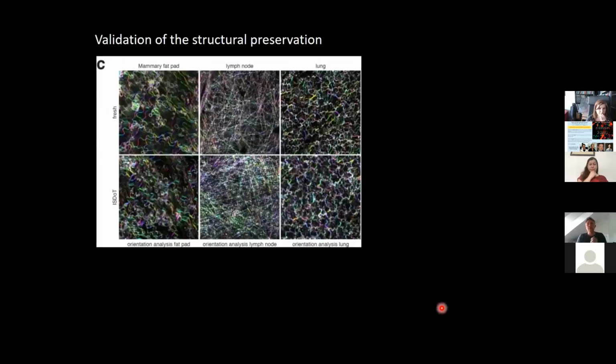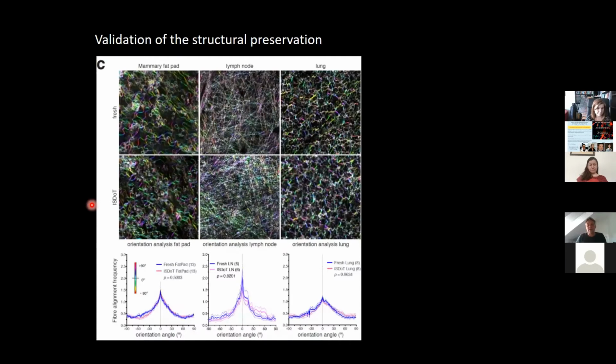So the first thing we needed to do, obviously having taken all the cells out of an organ, was of course to characterize this tissue. And first of all, we compared it using second harmonic generation imaging. As you can see here, we have the mammary fat pad. This is a fresh one. And underneath here, you have an ISTOT, which is the decellularized organ. And we compared mammary fat pad, lymph node, and lungs, and later on many organs.